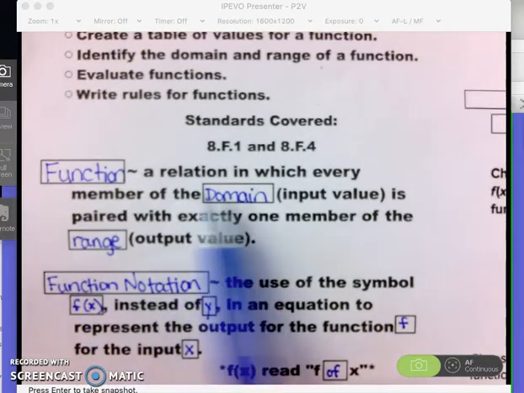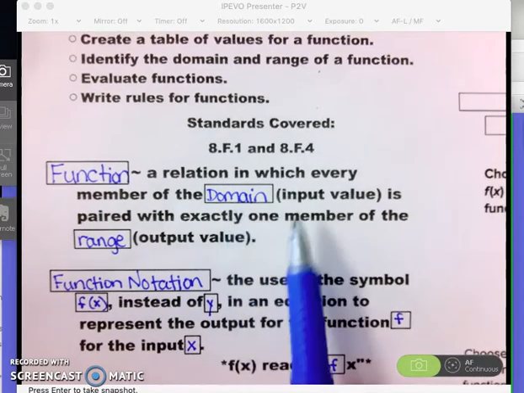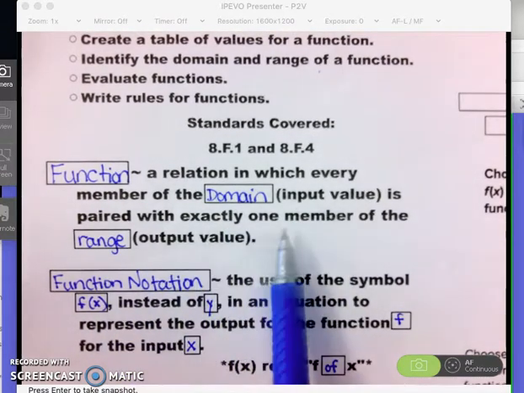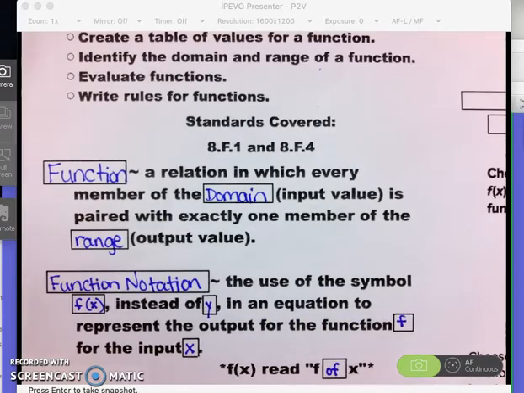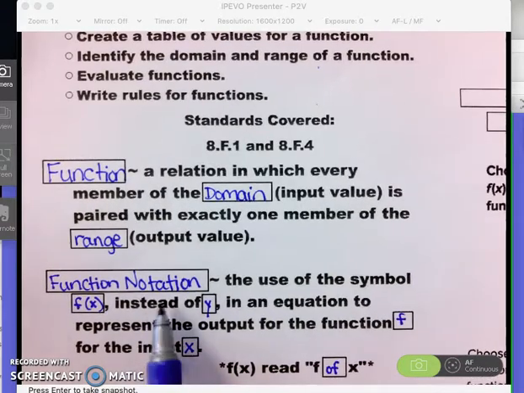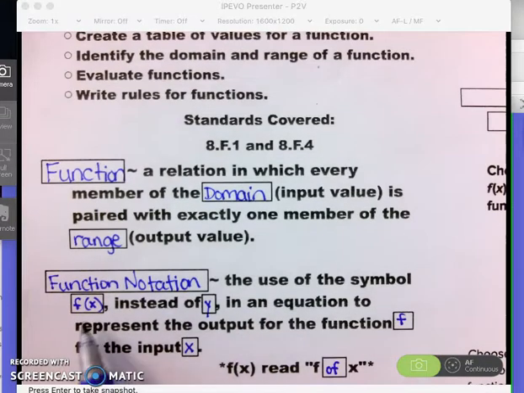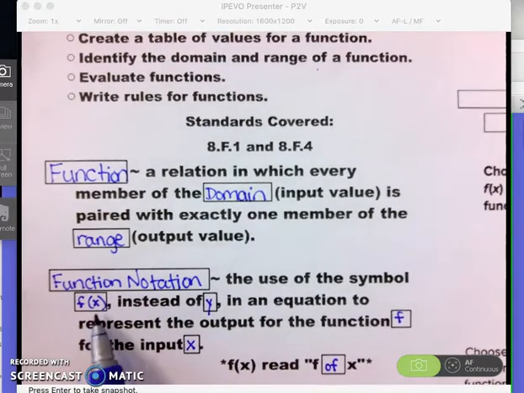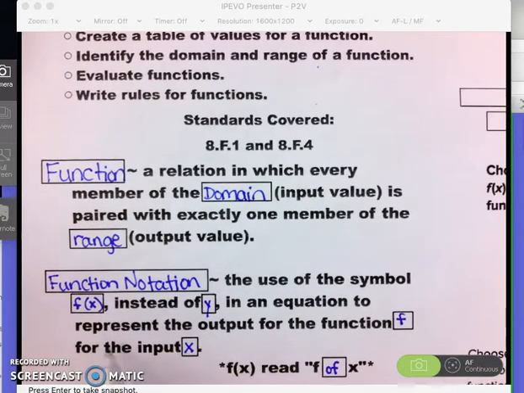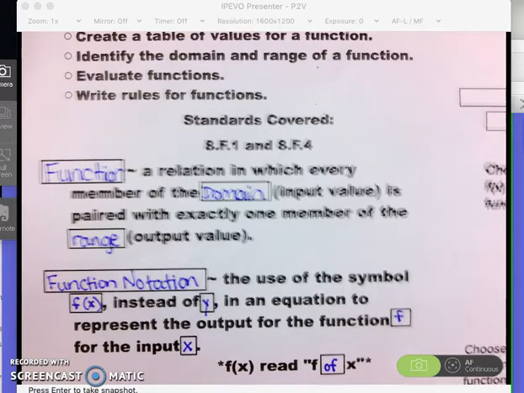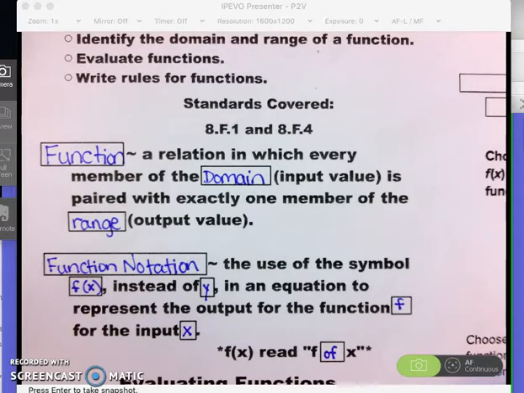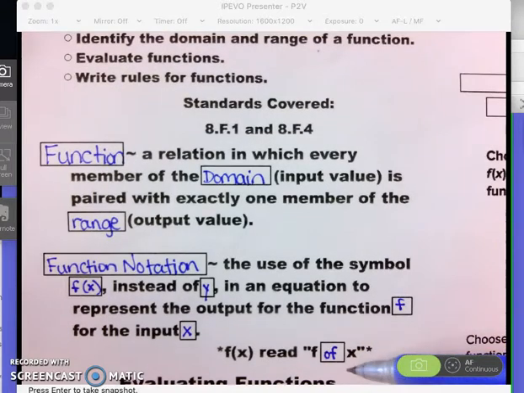Function is a relation in which every member of the domain, or the input value, is paired with exactly one member of the range, or the output value. Function notation, the use of the symbol f(x) instead of y in an equation to represent the output for the function f for the input x. We read this as f of x. So if you hear me say f of x, that's what this is.